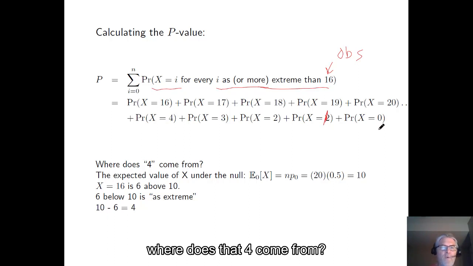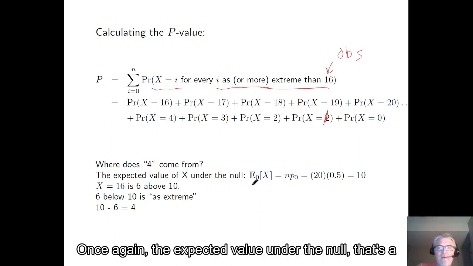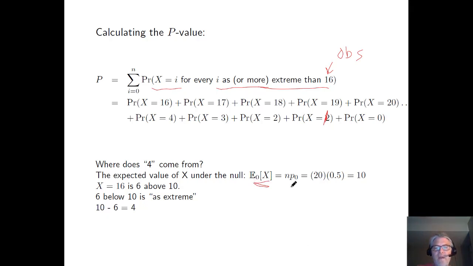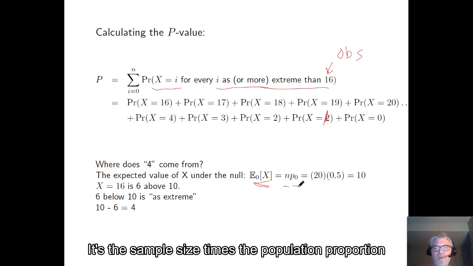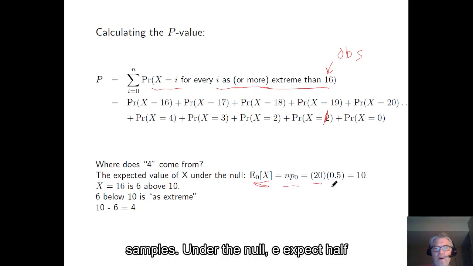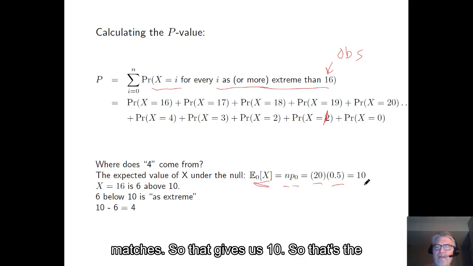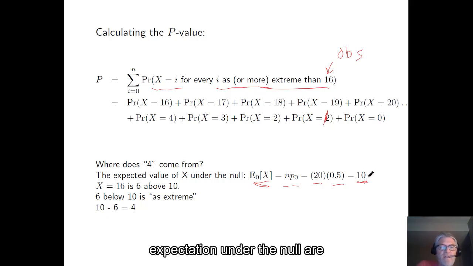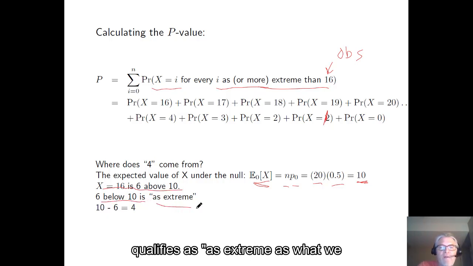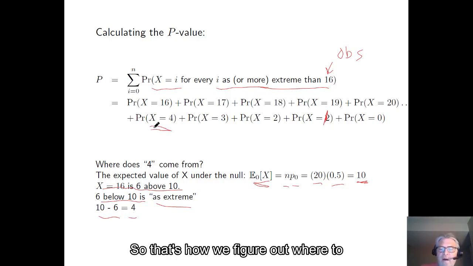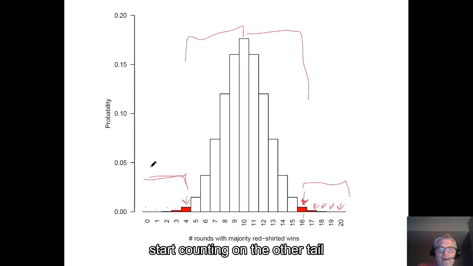So where does that 4 come from? Once again, the expected value under the null, that's a little funky notation for the expectation of the value of x given the null, is the sample size times the population proportion under the null. So that's 20 samples. Under the null, we expect half of them to have the redshirted athletes winning the majority of matches. So that gives us 10. So that's the expectation under the null. Our observed value is 6 above 10. That means 6 below 10 qualifies as extreme as what we observed. So 10 minus 6 gives us 4. So that's how we figure out where to start counting on the other tail of the distribution.